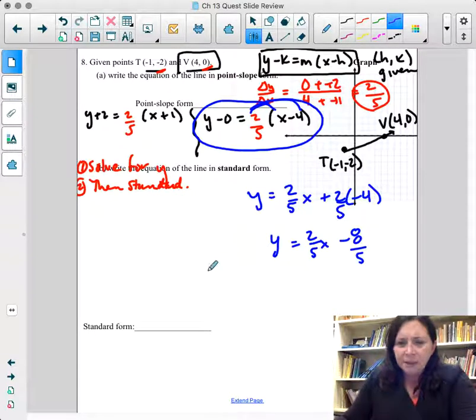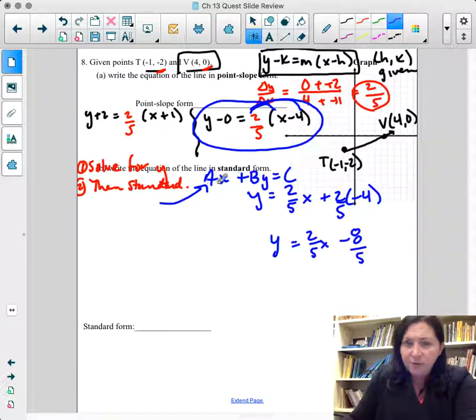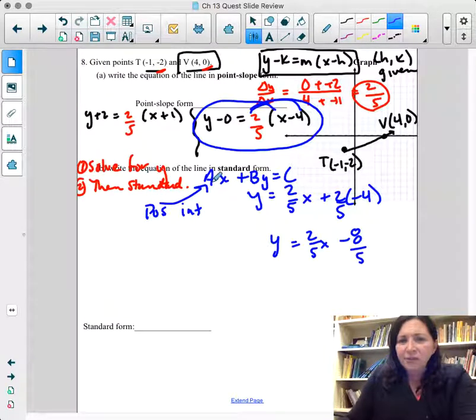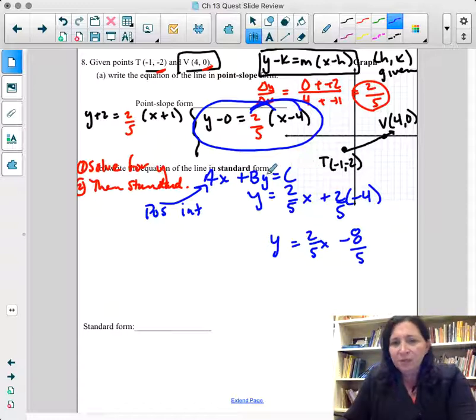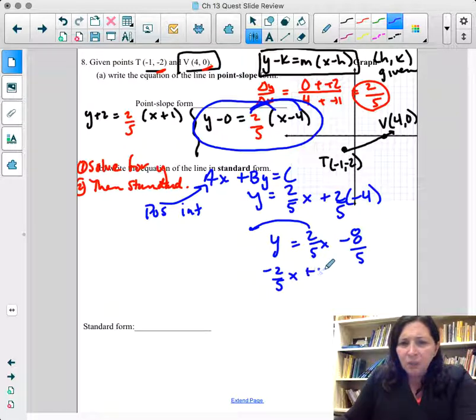Okay. Now, if you remember what standard form is, standard form looks like this: Ax plus By is equal to C. And the A term, in front of the x, is a positive integer. So this is going to be in standard form if the x and the y are on the same side. So first I need to move this to the other side, and in doing that, it's going to become negative 2/5 x plus y is equal to negative 8 over 5.